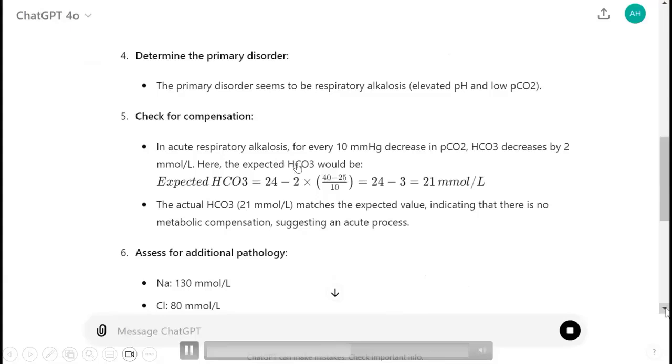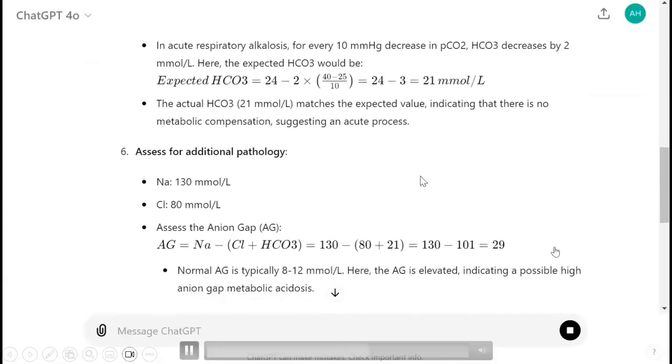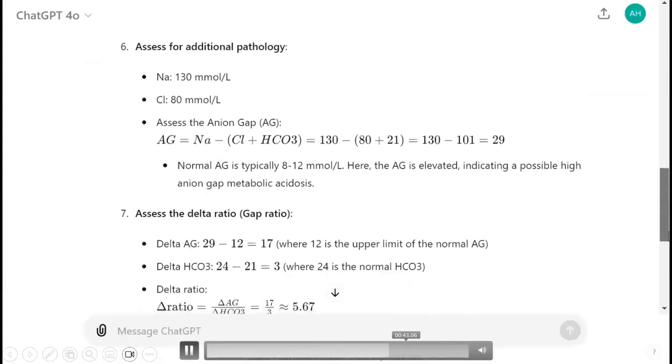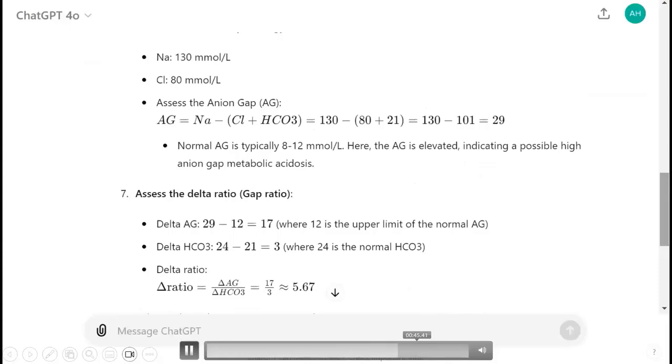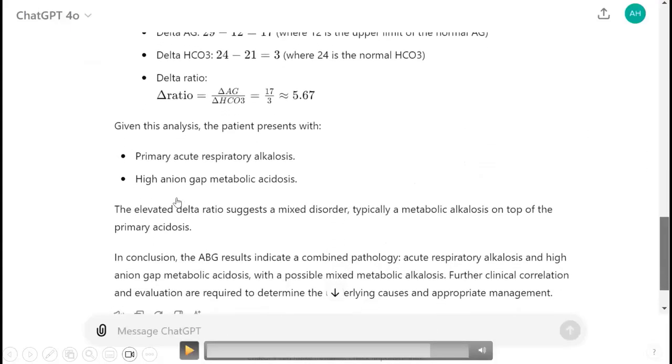Then we check for compensation, then assess for additional pathology, then assess the gap ratio, and then he posts the final diagnosis or interpretation of this result. So this patient has a primary respiratory alkalosis, high anion gap, and actually has a mixed metabolic alkalosis. This is actually correct for interpretation of such blood gases.